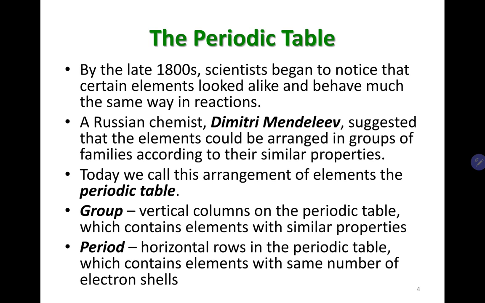A Russian chemist called Dmitry Mendeleev, okay? He's the first scientist to suggest that elements could be arranged in groups or families, okay? So based on their similar chemical and physical properties, you could arrange elements in different groups according to their similar properties. And today we call this arrangement of elements the periodic table, okay? It is just like a bookshelf, guys.